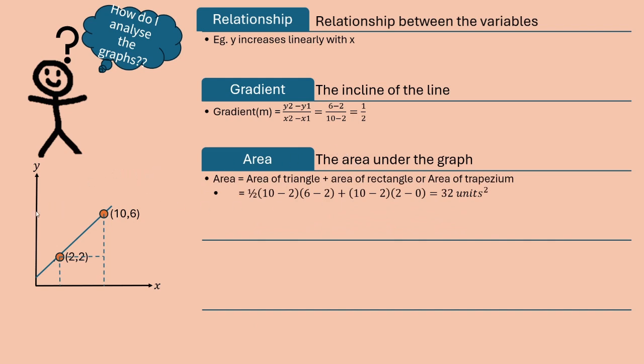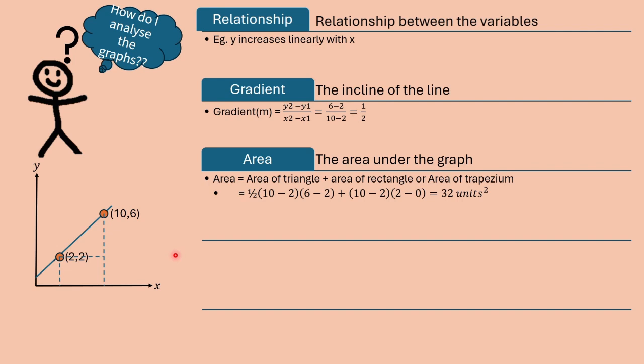Area, which is the area under the graph. Area is equal to the area of this triangle plus the area of this rectangle. Or you could also say that it's the area of this trapezium. For our purposes here, it's equal to 1/2 of (10 minus 2) multiplied by (6 minus 2) plus the area of this rectangle here, (10 minus 2) multiplied by (2 minus 0), which is equal to 32 units squared.